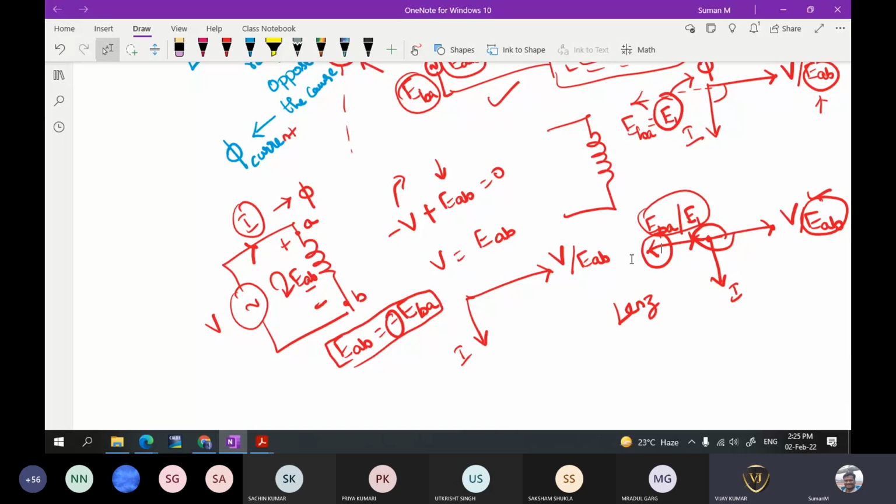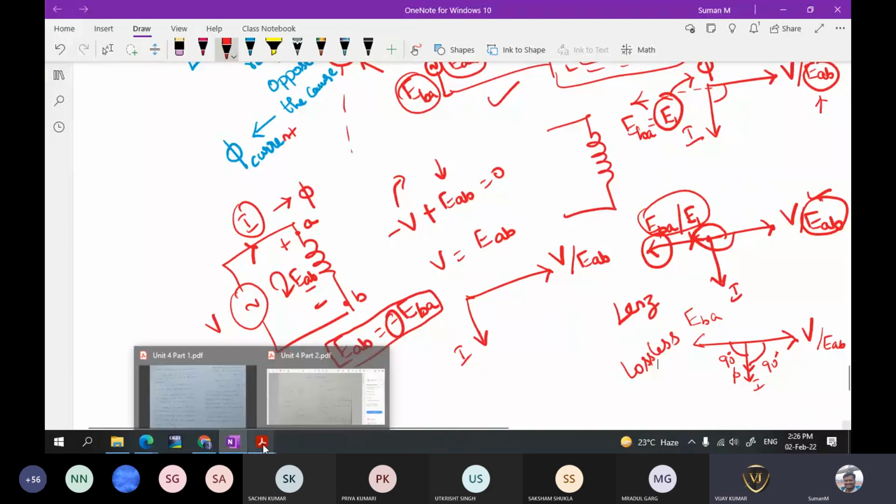So if you see this, your V will be here, that is the source voltage or the voltage drop. Then your current will be here and your induced EMF is here. This induced EMF will be lagging the current by 90 degrees, and the source voltage is leading the current by 90 degrees. Your flux is also in this direction. This is for a lossless transformer. Is this clear? If you have any doubt, you can ask, else we can proceed further.